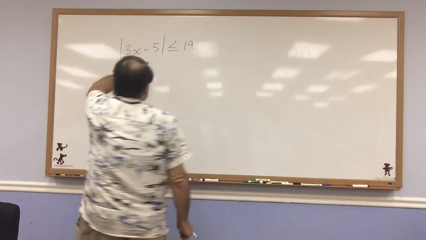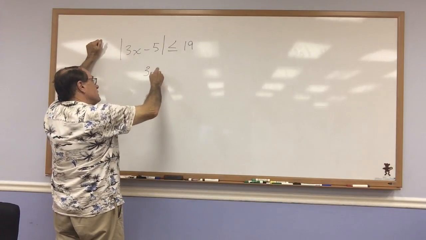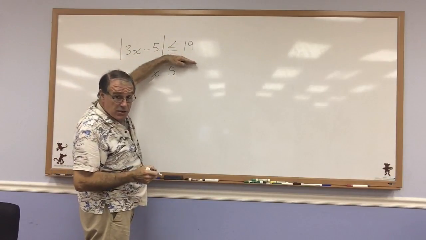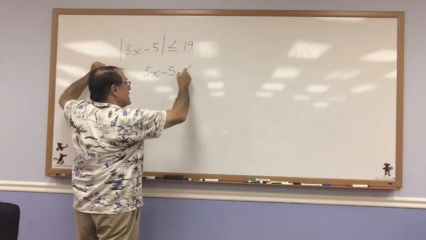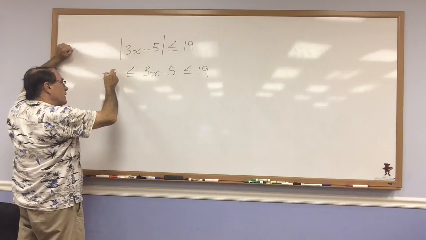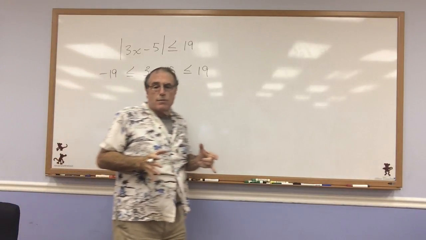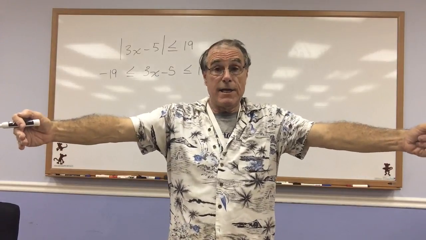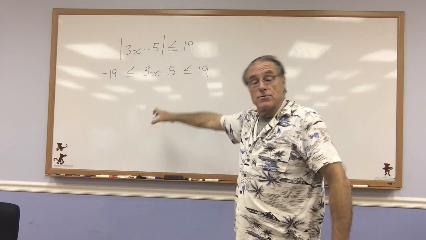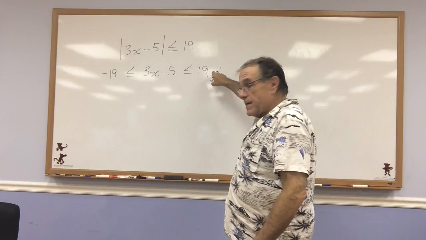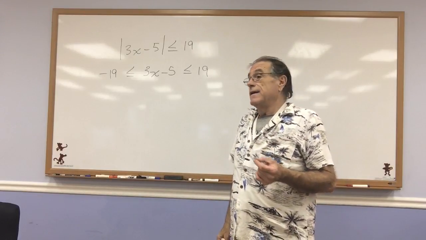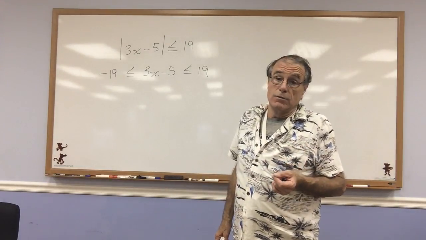So again, this number, 3x minus 5, is at most 19 units away from 0, which means it is less than or equal to 19, or it is greater than or equal to negative 19. Now, because this number, 3x minus 5, is within 19 units of 0, I can express this as a three-part inequality, as you see here. Once again, this first step is crucial. Without this first step, you're not likely to get to the correct solution.